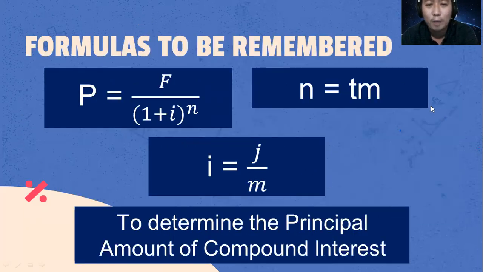So here are the formulas to be used. Principal amount is equal to the final value over the quantity of 1 plus i raised to n. In order for us to get the value of i, we are going to divide the nominal interest rate by the number of compounding per year. Then we are going to get the value for n by simply multiplying the number of years by the number of compounding per year.